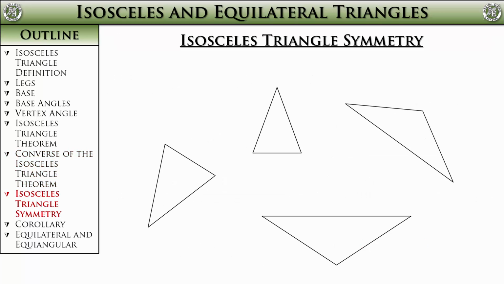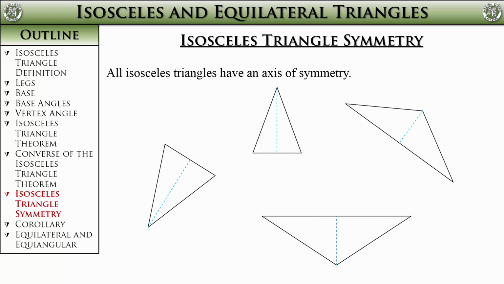Here on the screen there are 4 different shaped and rotated isosceles triangles. You may have noticed that all isosceles triangles are symmetrical. They all have an axis of symmetry. Here they all are. Those poor isosceles triangles. They didn't hurt anyone.